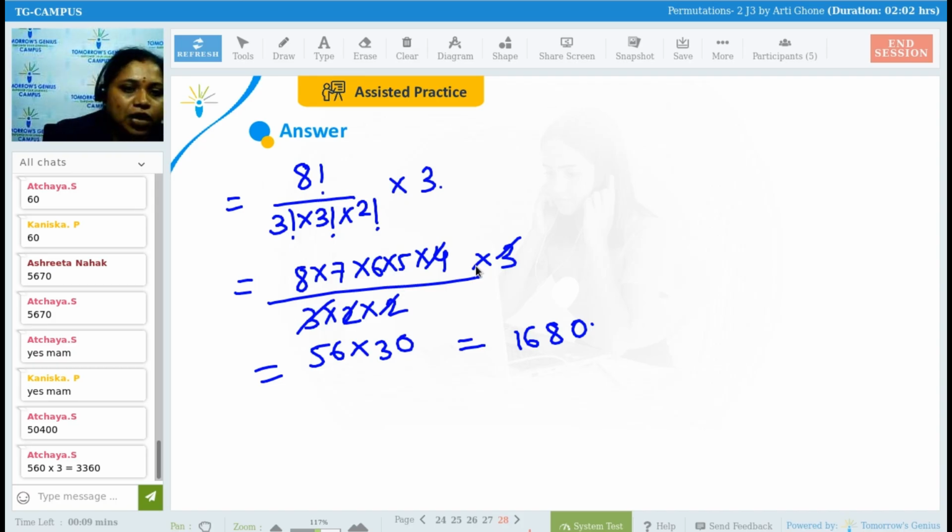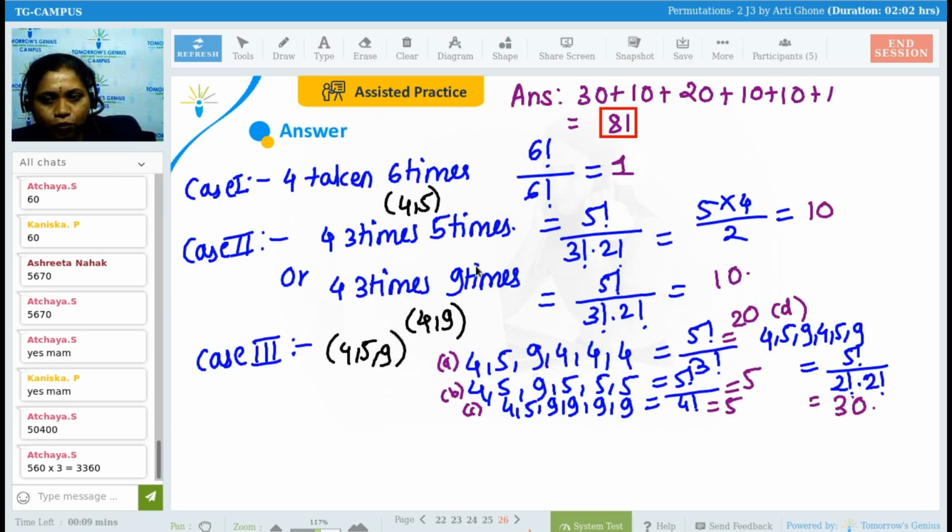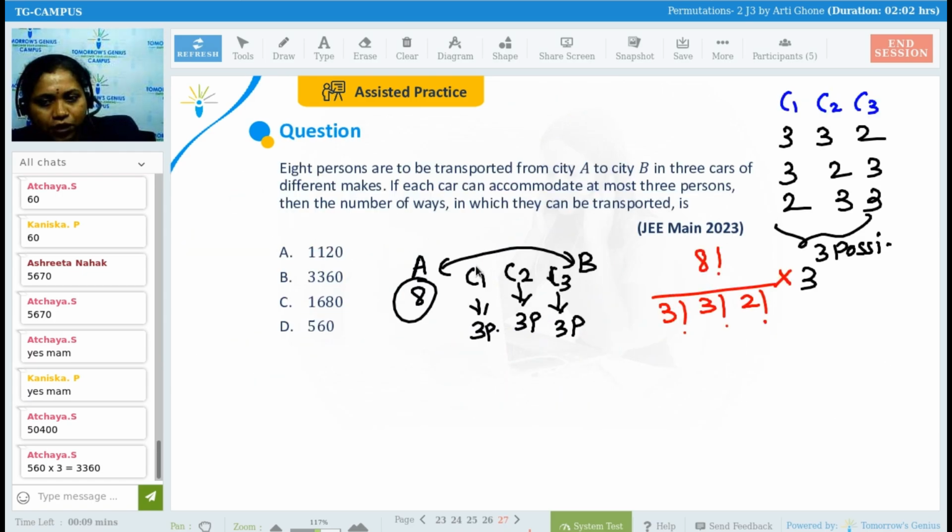1680 will be your answer. Clear? So the total number of ways in which the persons can be transported is 1680 different ways. Okay?